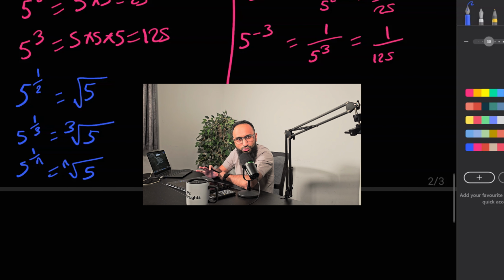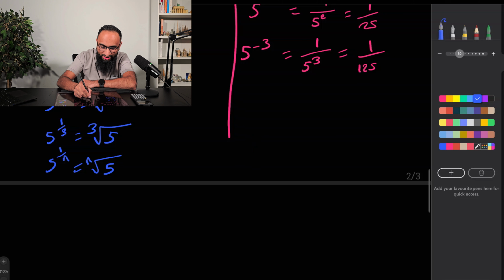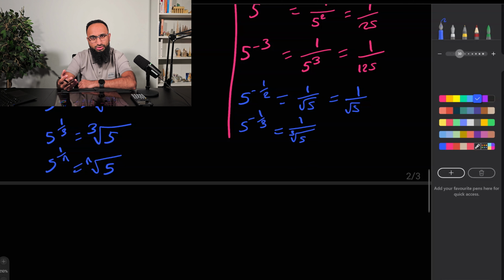Now, what is the case when you're combining the fractions and you're combining the negative? Well, let's see. So if you have 5 to the power of minus a half, then remember what I said earlier, if you have negative, it's 1 over. So it's 1 over, but then because we have a half, it's the square root of 5. So that's 1 over root 5. And then if you have 5 to the power of minus a third, it's simply 1 over the cube root of 5, and so on. So just make sure that you're comfortable with your indices, with your powers.